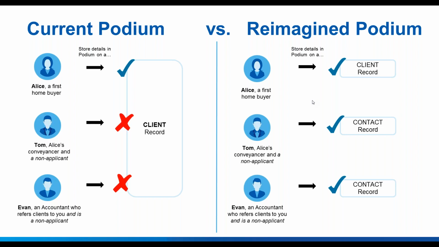Compare this with what is going to happen in the reimagined Podium platform. You'll be able to continue storing Alice's details as a client record or via a client record, whereas on the other hand, you'll be able to create separate contact record pages for both Tom and Evan and define them properly as to what relationship they have with your business.